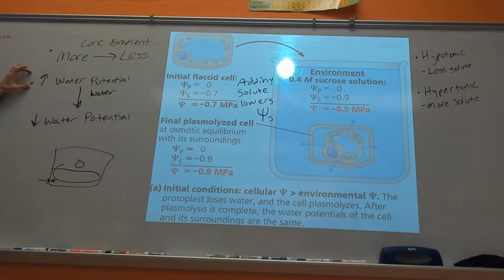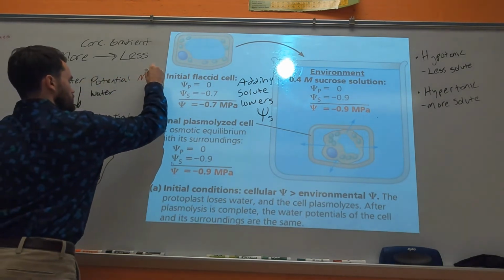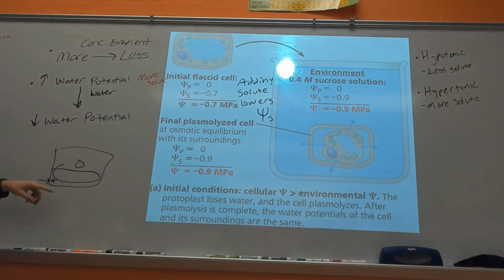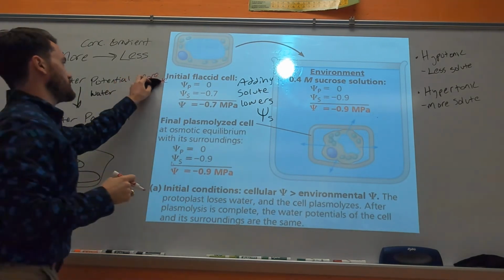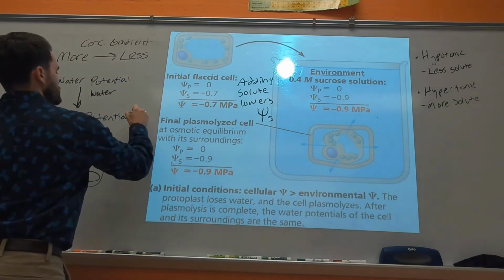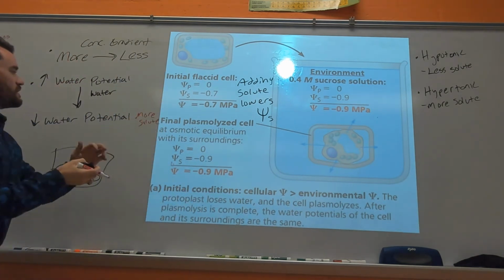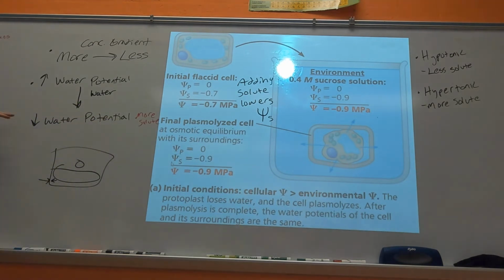So if I have a higher water potential, this means I have more solute. Wait, I'm sorry. If I add solute, I have more solute. More solute goes with a lower water potential. Because remember, water wants to go from where there's less solute to where there's more solute.